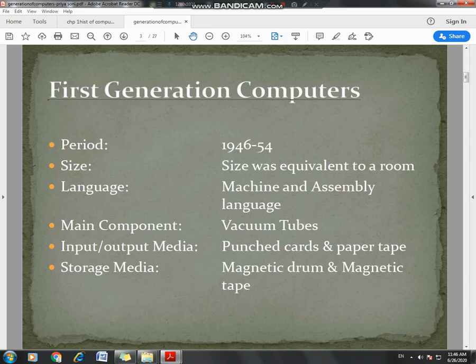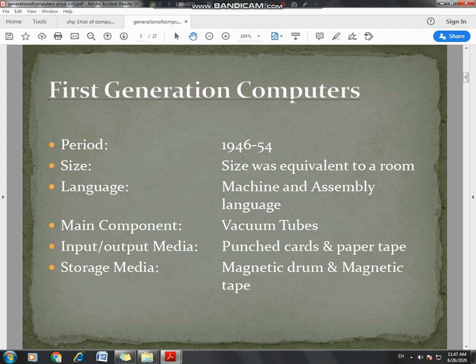So, the period and the classification of the first generation of computers are listed on your screen. You may take a screenshot if you feel like. You can see the size was very huge, equivalent to a room, sometimes even taking up a hall. The language they used was primarily machine language, and sometimes assembly language. Mostly it was machine language.